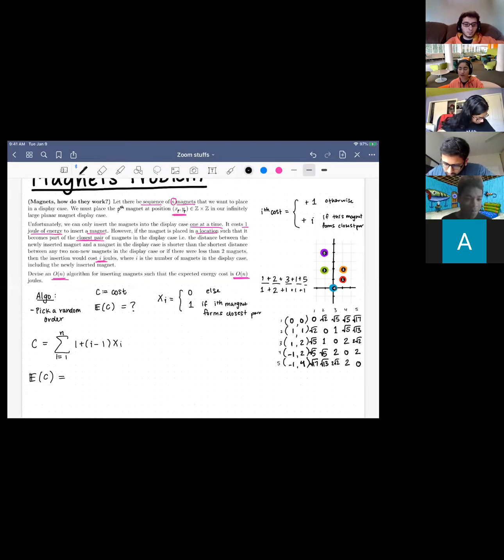Well, we can bring this 1 out because the 1 doesn't depend on anything, and that just becomes an n outside of the summation. As for the rest of it, we still have the summation of i minus 1 times xi. We want to take the expected value of that. So using linearity of expectation, we get the expected value of xi. Now the question becomes, what is the expected value of xi?